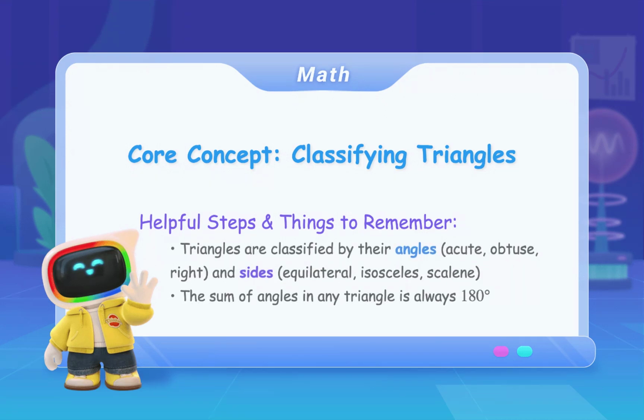First, triangles can be classified by their angles as acute, obtuse, or right triangles. And remember, the sum of angles in any triangle is always 180 degrees.